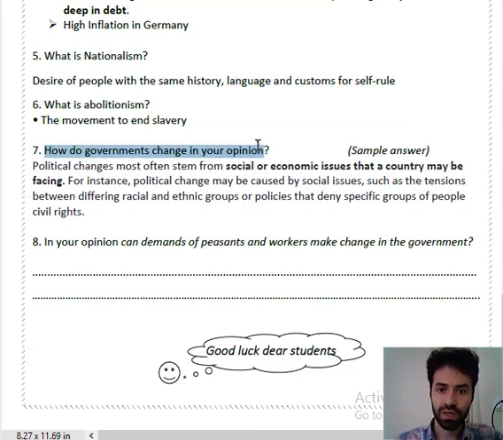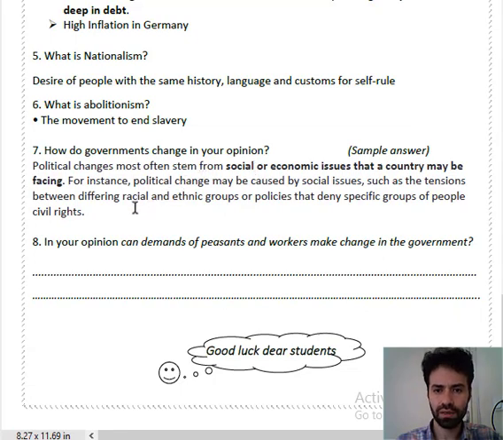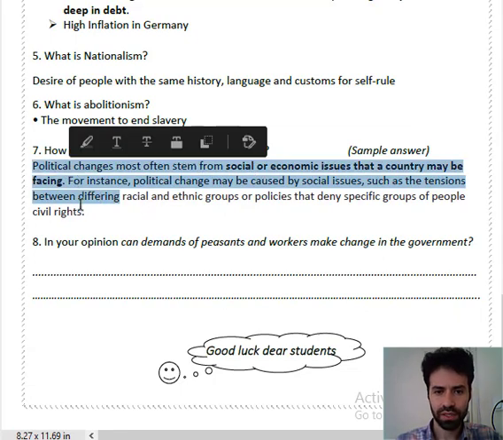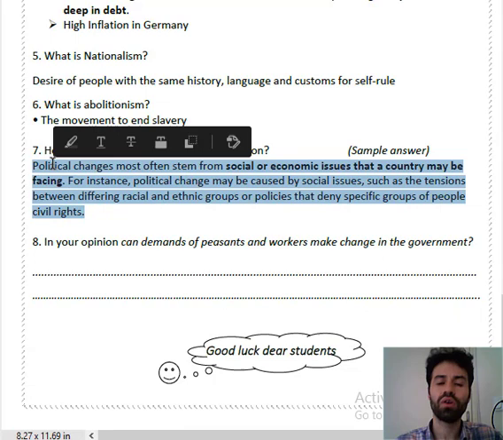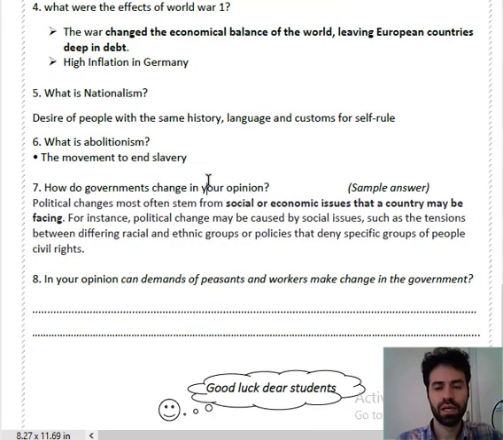So question number 7, how do governments change in your opinion? This is an in-your-opinion question. You can read what I've written here. For instance, as a sample answer, you can also say your own words, like governments actually don't change in one night. It's people's minds and mentalities that change little by little, and they start little movements, and they tend to be bigger, and later a lot of people can actually change that government.